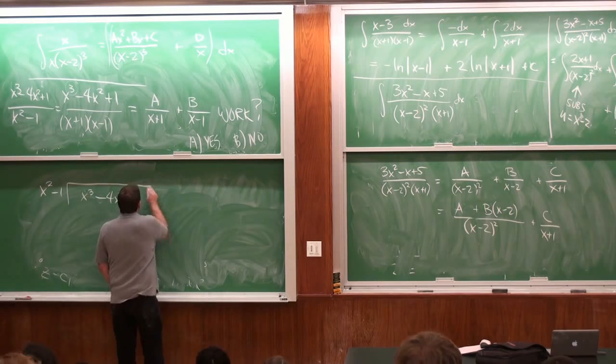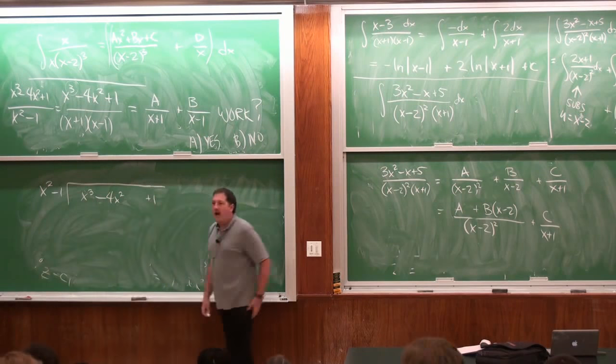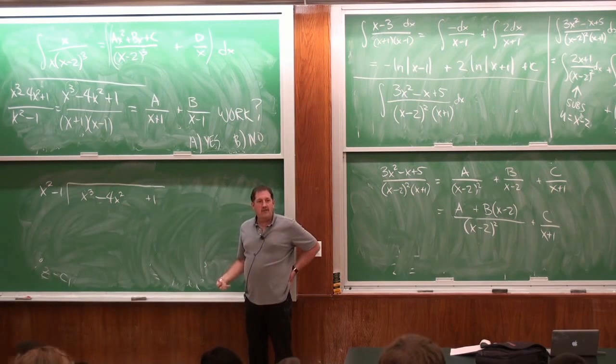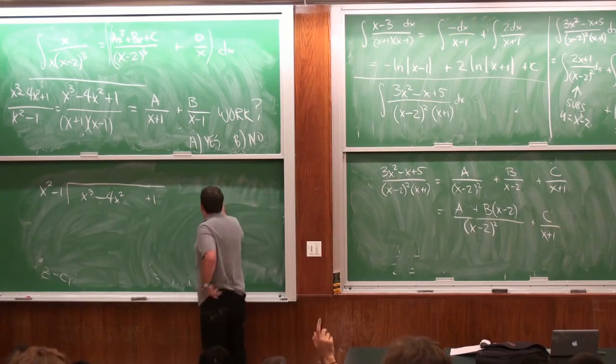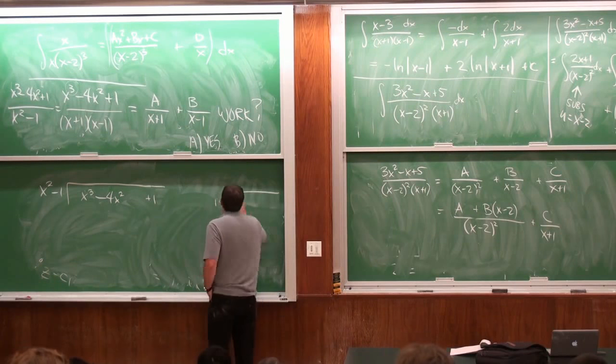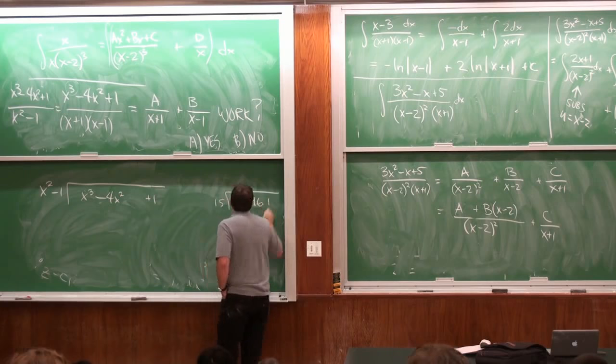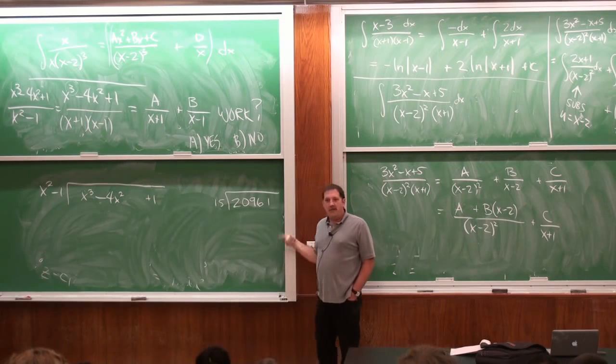And probably a lot of you forgot how to do long division with actual numbers. How many people remember how to do that? If I want to do, like, 15 into 2096. People remember how to do this from like third grade? It works exactly the same.